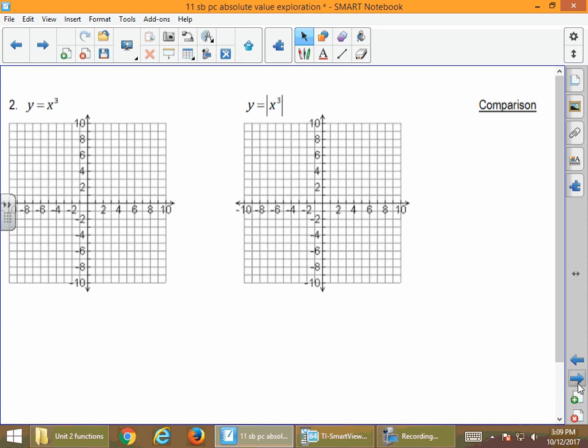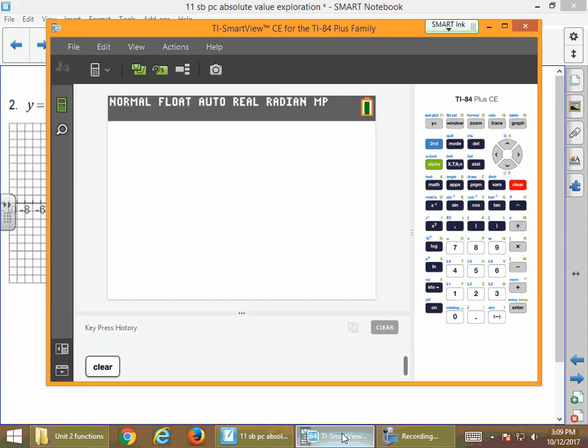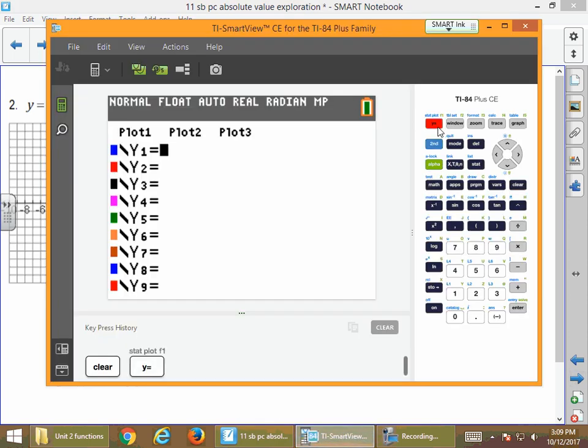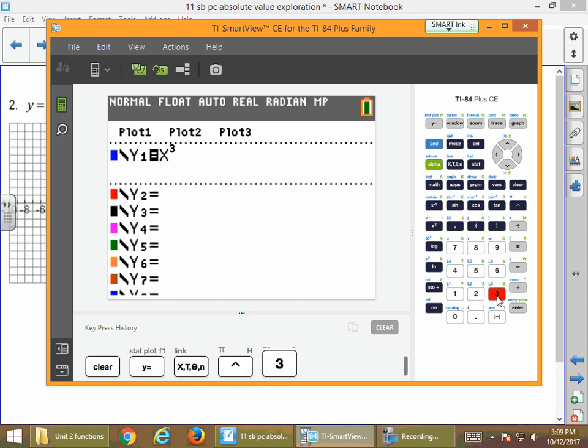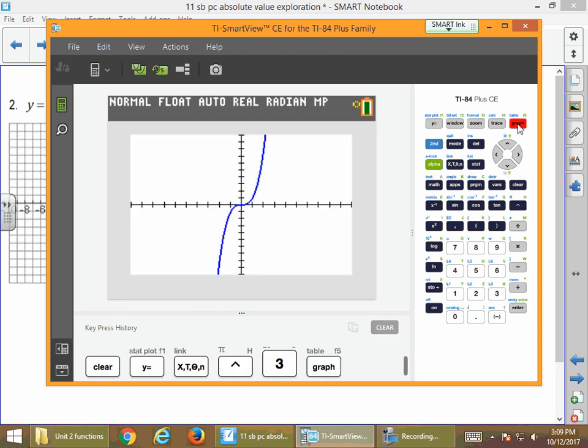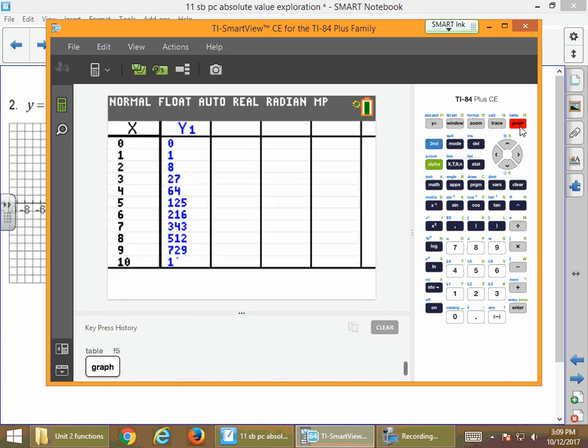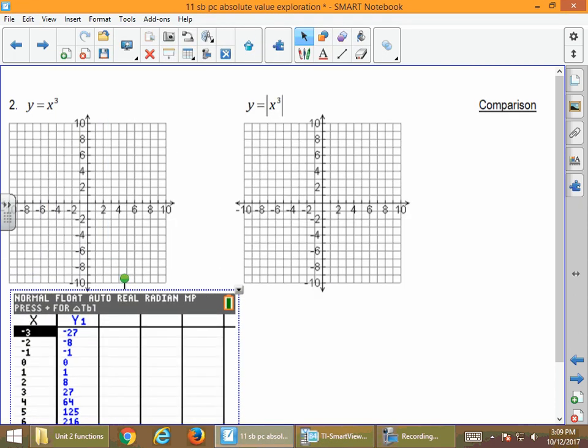So let's look at number 2. I know that we know how to graph y equals x cubed, but let's look at it on the calculator. So if we go to y equals, and we type in x cubed, then we look at our picture, we get that picture. And if we need to, our table is here, and I'm going to change it up just a little bit. And here's our values for our table.